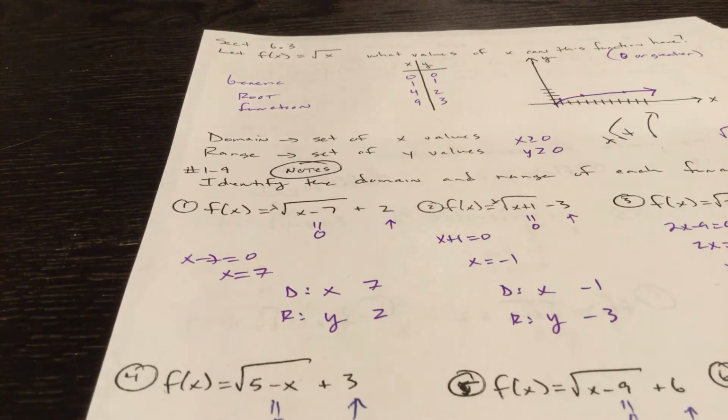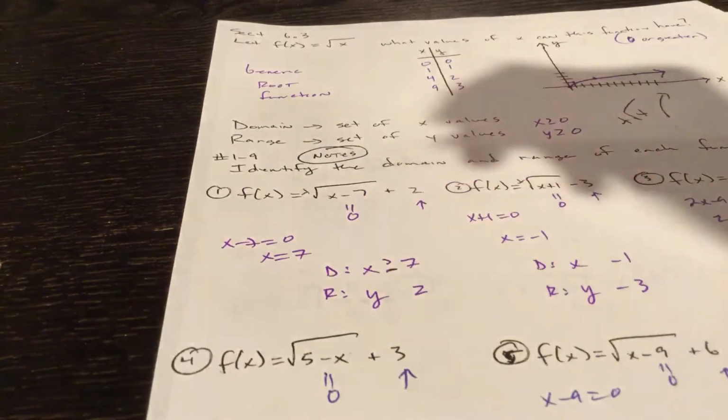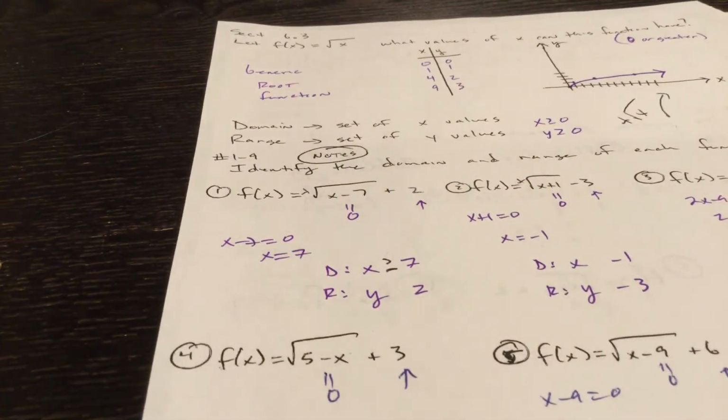Now I ask myself, am I allowed to plug values of x that are greater than 7 or less than 7? If I say less than 7, well, I plug 6 in for x. I get the square root of -1, and that's not okay. If I plug in 8, I get the square root of 1, and that's okay. So my domain is going to be x greater than or equal to 7. All right, I can plug any number 7 or more.